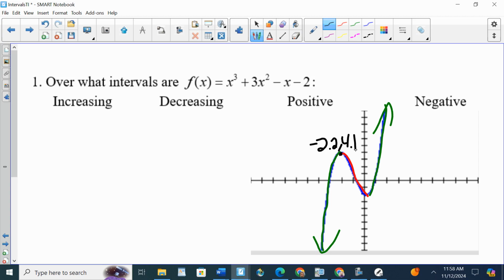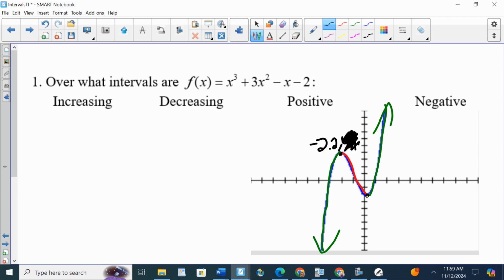I only care about x values for intervals, so I'm not going to worry about that 4.1, but there could be a problem where I would, and we kind of talked about that already. But for the purposes of this lesson, intervals are always x values, so all I really care about is the x values.